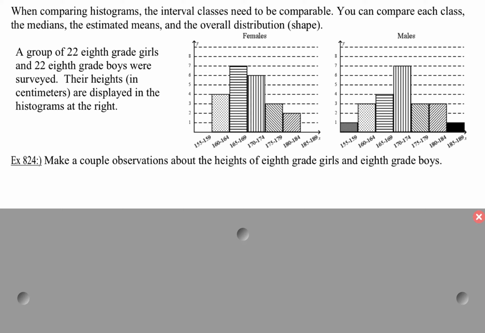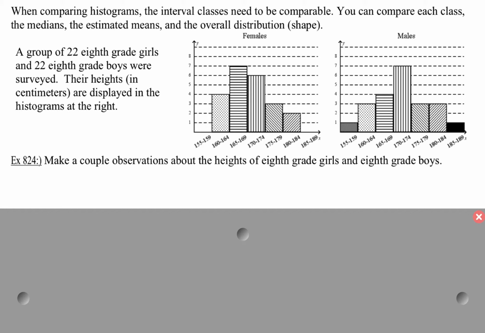You can compare each class, the medians, the estimated means, or the overall distribution, which is just the shape. A group of 22 8th grade girls and 22 8th grade boys were surveyed. So these are actual heights of students that I had. Their heights in centimeters are displayed in the histogram at the right. Make a couple of observations about the height of 8th grade girls and 8th grade boys.